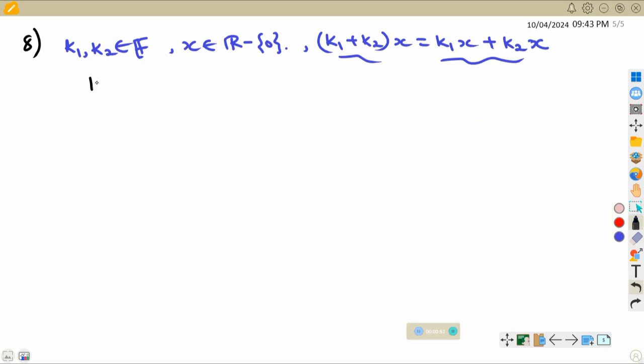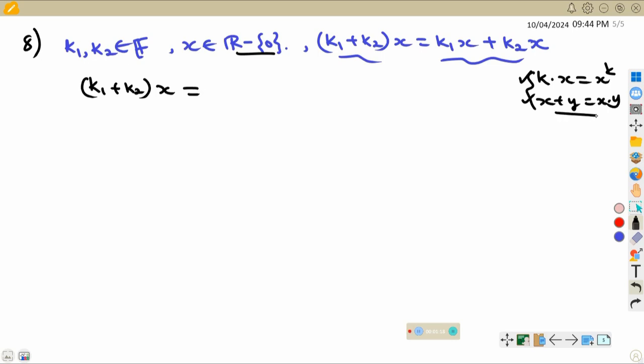Let us begin with (k1 + k2) of x. By definition, for scalar multiplication, k times x is the same as x to the power k, and x plus y is the same as x times y. That is by definition of the scalar multiplication and addition of the vectors within this given set. This is how it is defined.